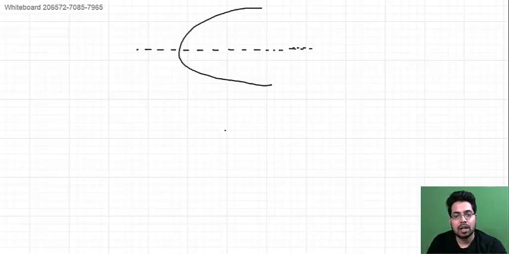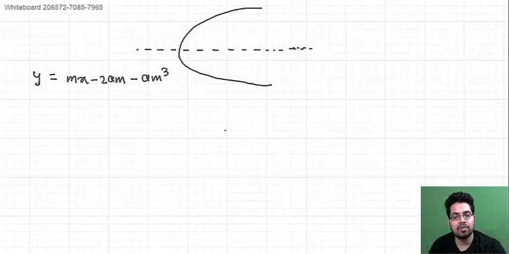In general, we know that from any point inside the parabola, we can draw three normals because we have the equation of normal as y equals mx minus 2am minus am cube. So this is a cubic, so we can say that in general, we can draw three different normals from a point inside the parabola.